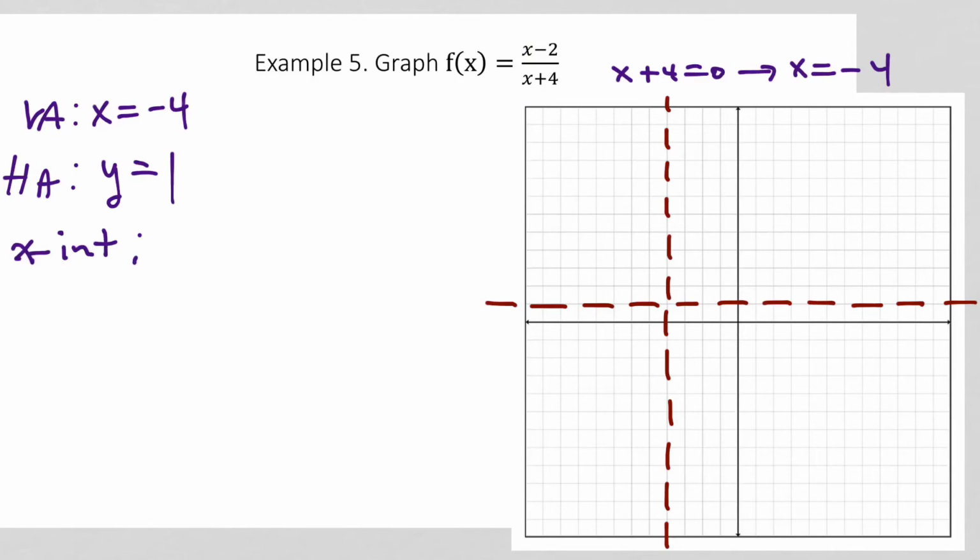All right, now let's get some dots so we can find out where this graph lies. First thing, your x-intercept. Your x-intercept occurs when you have zeros on the top. So when x is equal to 2, you're going to have a 0 on the top. So that's your x-intercept, (2, 0).